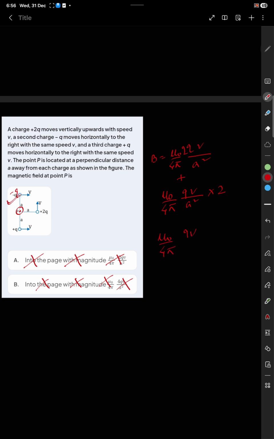Because this one is minus, I had not noticed earlier. Later on I see that this is minus, so the final answer will become mu naught by 4 pi qv square into 4.